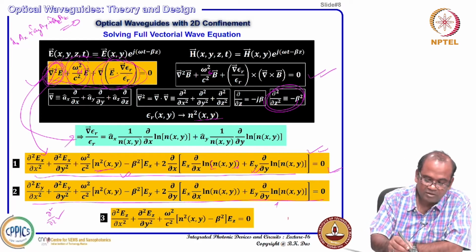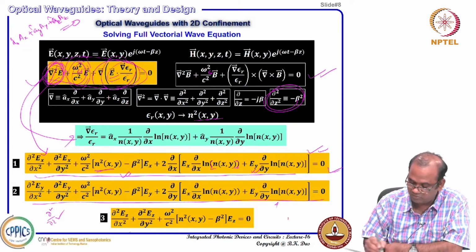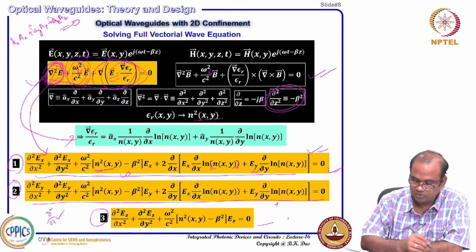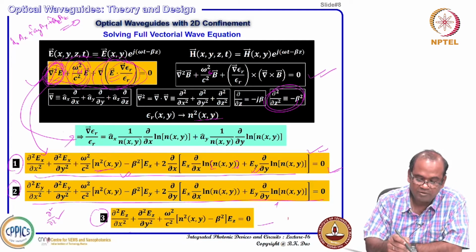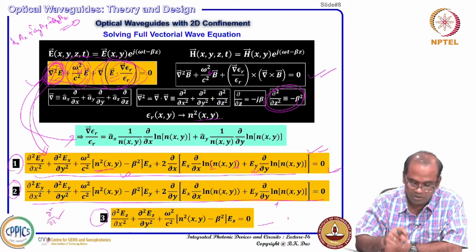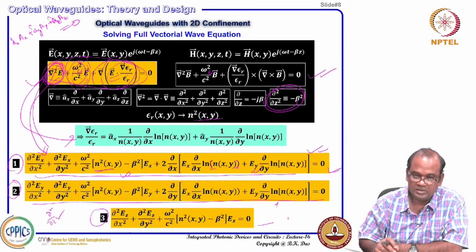Similarly, you can consider the z component of this, this and this, and add them together to get 0. We just name them equation number 1, 2 and 3. So, from here I could decompose this one into 3 scalar equations involving Ex, Ey, Ez.